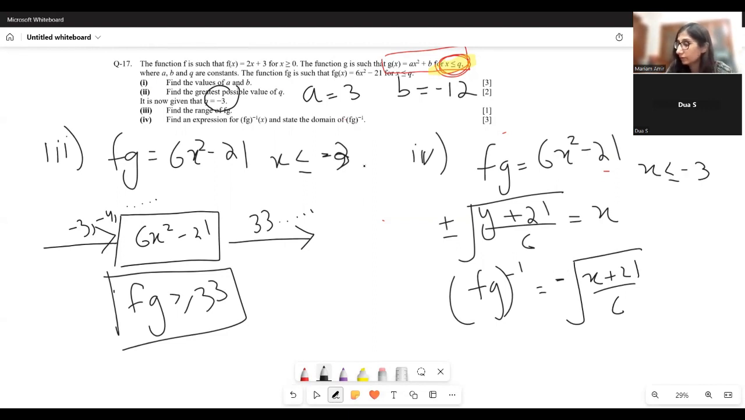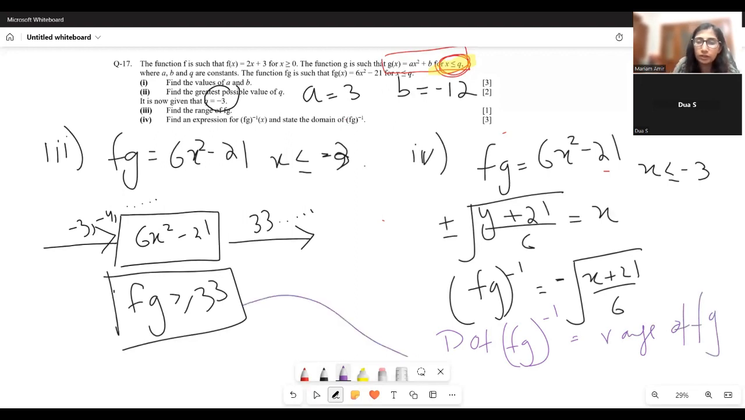Right. We check the answer: x plus 21 over 6 under root with the minus sign, right? Okay. Now we have to find the domain of fg inverse, which is equal to the range of fg, and we've already found the range of fg in the last part. So the domain is also going to be the same, greater than or equal to 30.